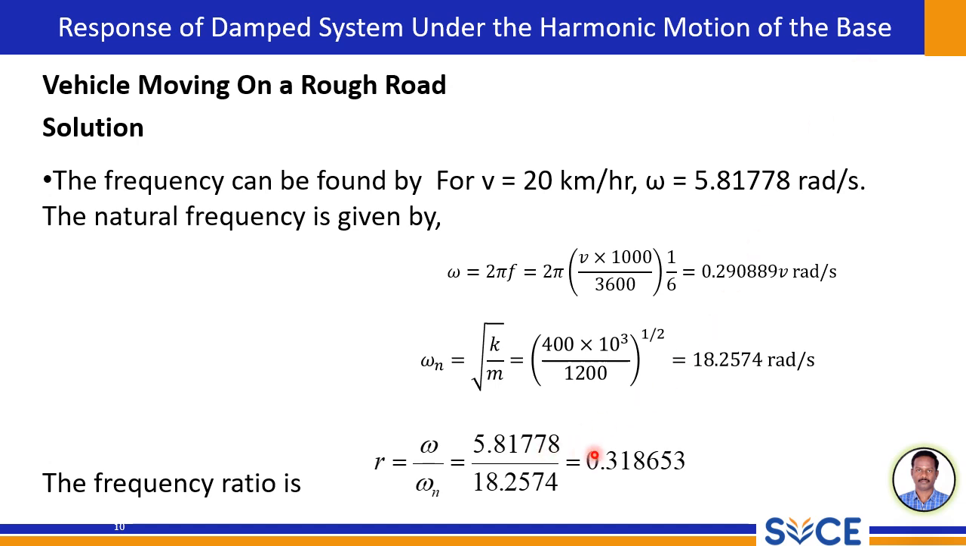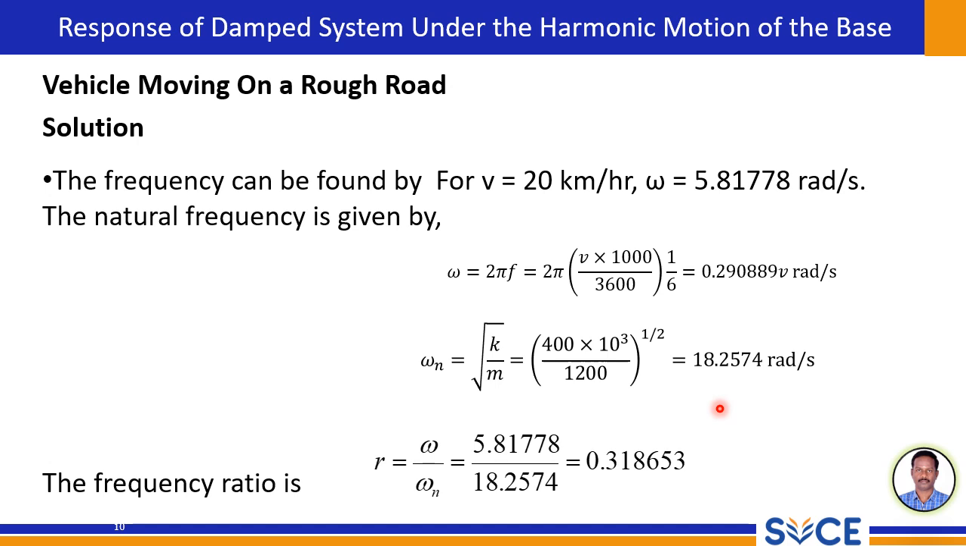Next, let's calculate the natural frequency of the vehicle suspension system. We know that the natural frequency omega n is the square root of the spring constant k divided by the mass m. We have k as 400 into 10 to the power of 3 newtons per meter and m as 1200 kg. Substituting these values, we get natural frequency equal to 18.25 radians per second.